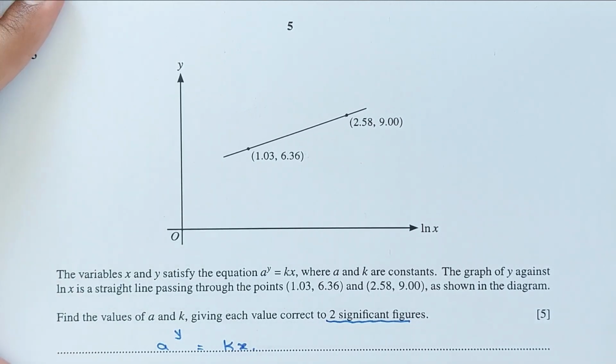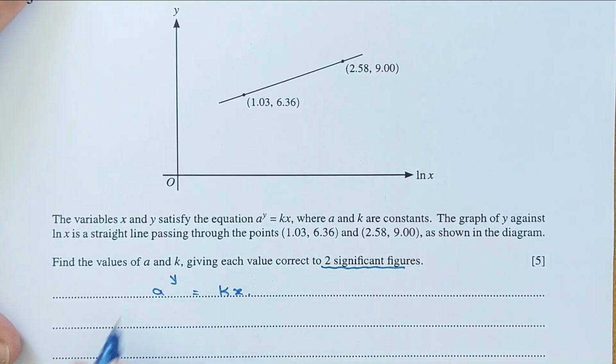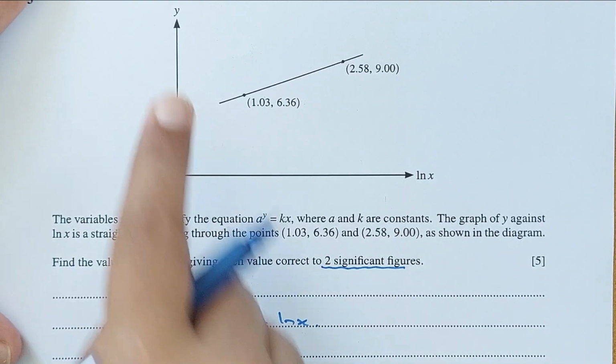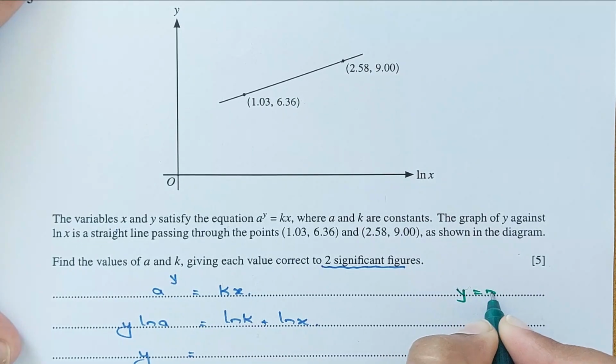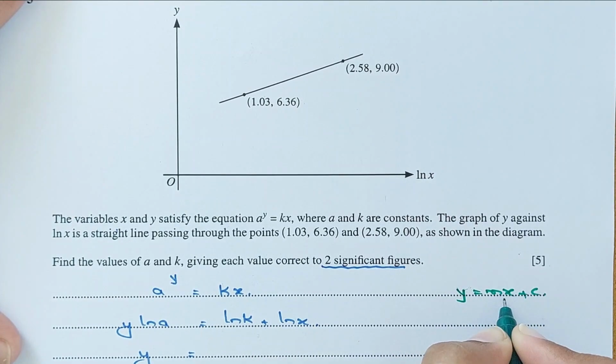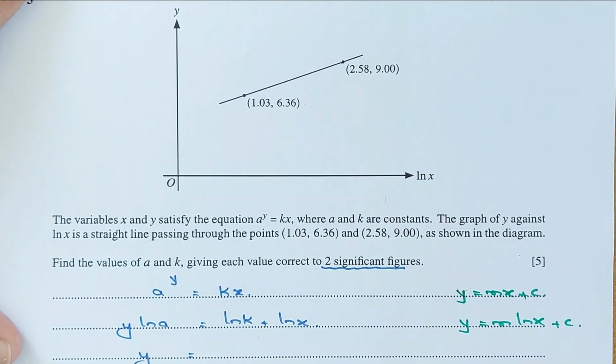Right, so let me take ln on both sides. So y ln a is equal to ln k plus ln x, right? And we have to find y and ln x in terms of a straight line. So y = mx + c is basically a line. So m is a slope and x is replaced with ln x, m times ln x plus some y-intercept, right?